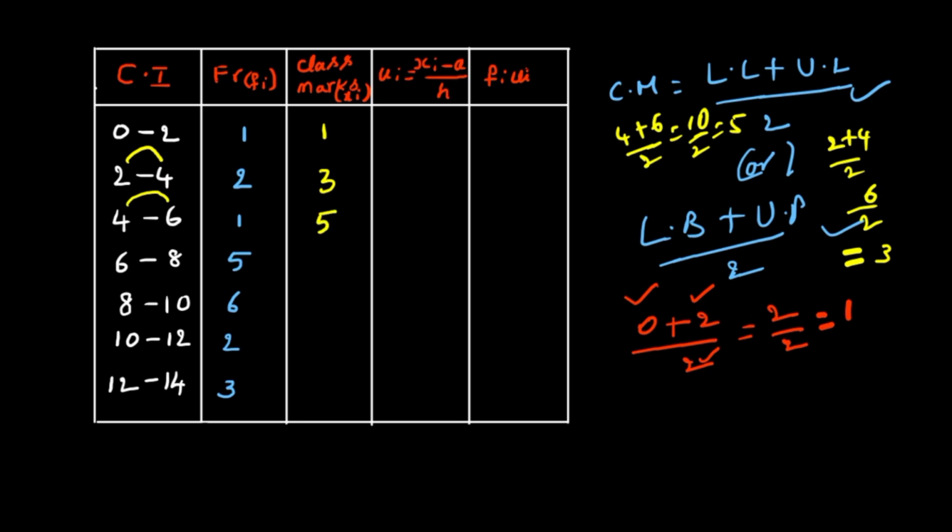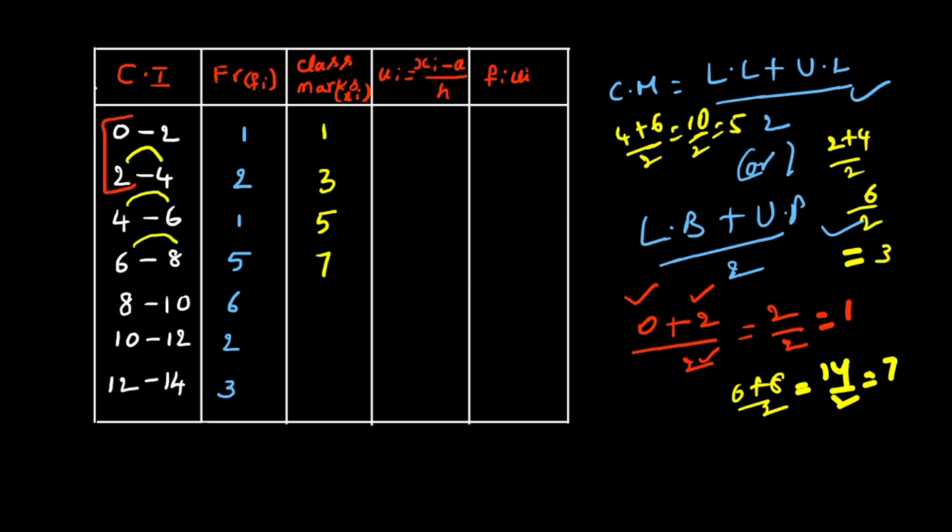Now next, 6 plus 8 by 2. The next class is 6 plus 8 by 2, that equals 14 by 2 equals 7. So we write here 7. Yes, this is 7. And can you guess what the next one is? You can observe the sequence there: 1, 3, 5, 7. Can you guess what the next class mark will be? Yes, you are right, that is 9. How is it 9? You can observe this.